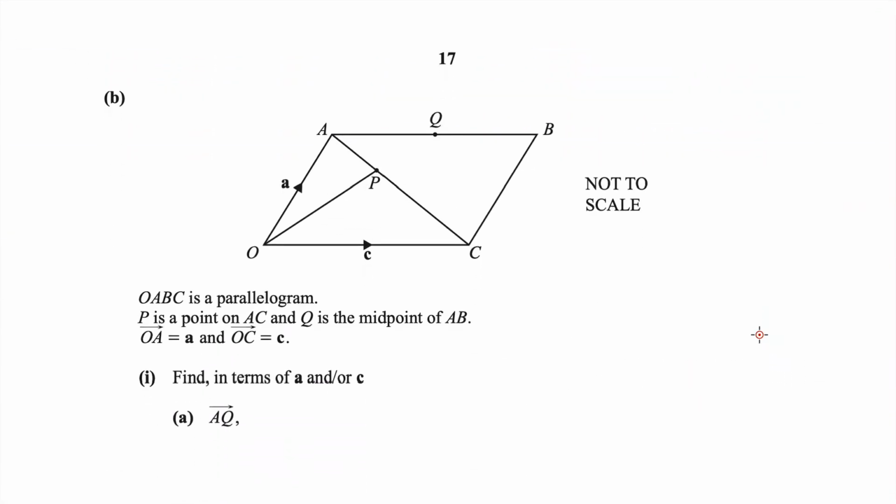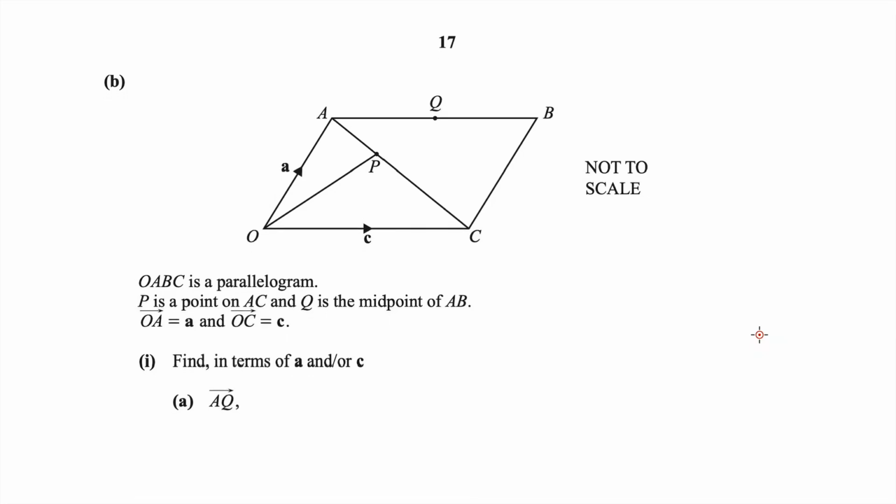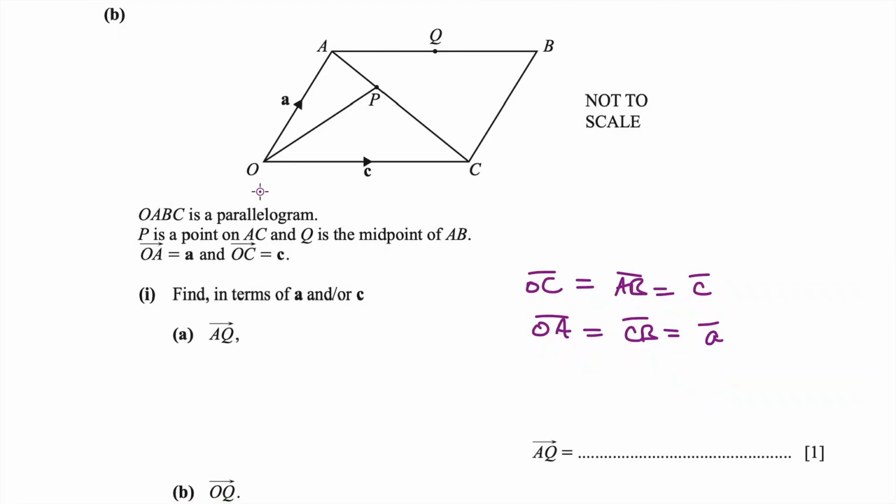Now let us go to B part. OABC is a parallelogram. That means OC bar is equal to AB bar, which is c bar, and OA bar is equal to CB bar, which is a bar. Okay, so these two are given. Now P is a point on AC and Q is the midpoint of AB. Find, in terms of a and or c, AQ bar.